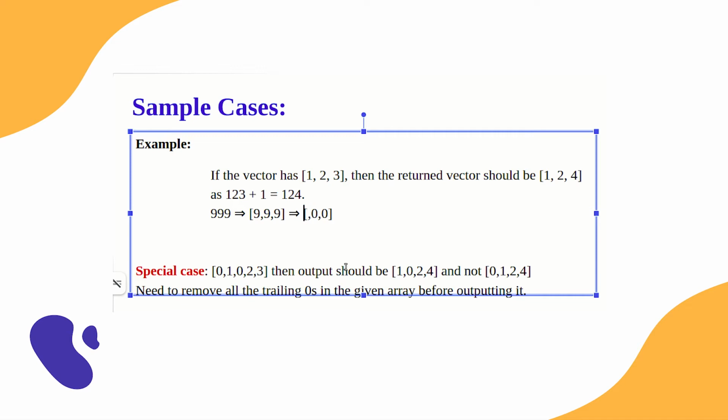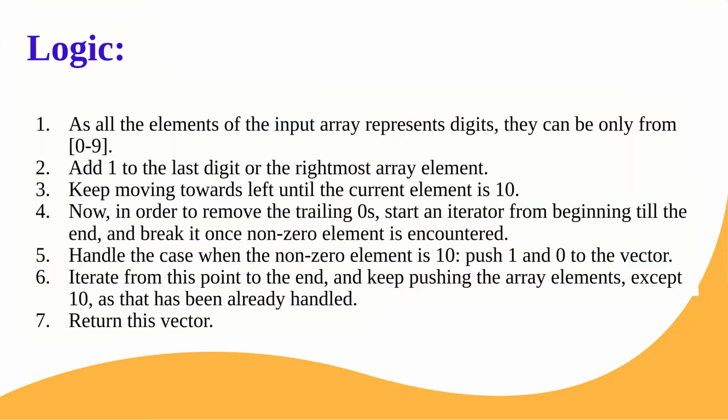When you keep adding 1 to 999 each time, it keeps becoming 10, and finally you are left with this. Why? Because after adding 1 to this, it becomes 10 and there is no leftmost element beyond this, so you keep the array as it is. But while outputting it, you need to output it in the form of this, 1 0 0 0. So this is another very important case.